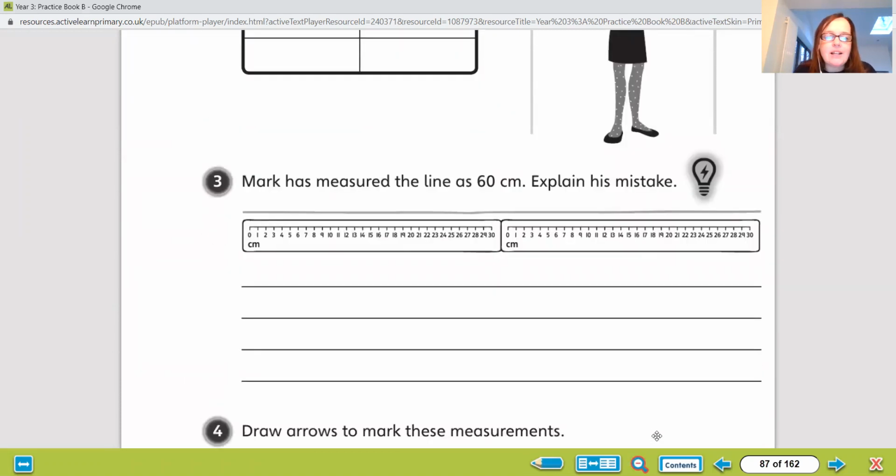Question 3 says, Mark has measured the line as 60 centimetres. Explain his mistake. Sorry, excuse me, Keller class. So let's have a look. He's got a ruler here for 30 centimetres, a ruler here for 30 centimetres, and there's 2, but Mark can spot his mistake. He said that because these rulers measure 30 centimetres, that it's 60 centimetres, but can you spot the mistake? I'll point things out to you to see if it can help you.